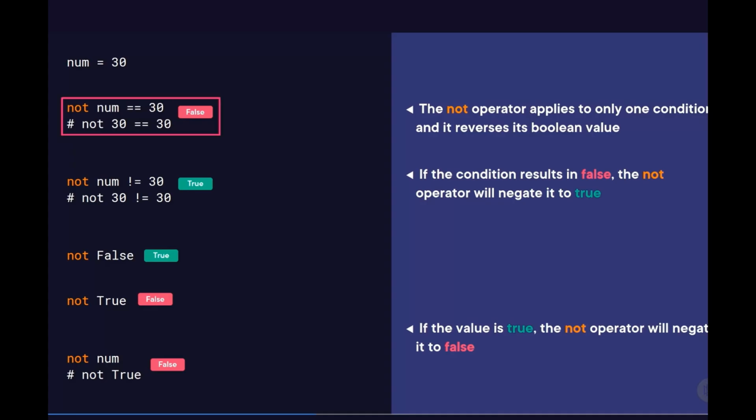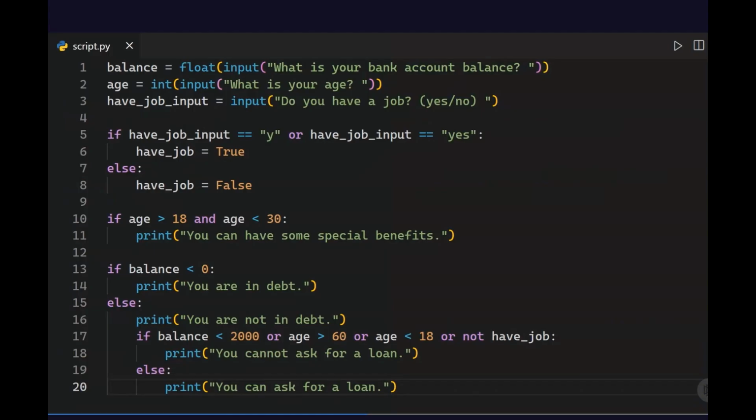However, when I put the NOT operator before this value, the final value will be the opposite of true, so false. This expression will return false, but the NOT operator will negate it to true. So not false is true, and not true is false. So not num here will return false because num is not 0, which means it's true, but the opposite of true is false. And that's enough of theory. Let's see these operators in a real example.